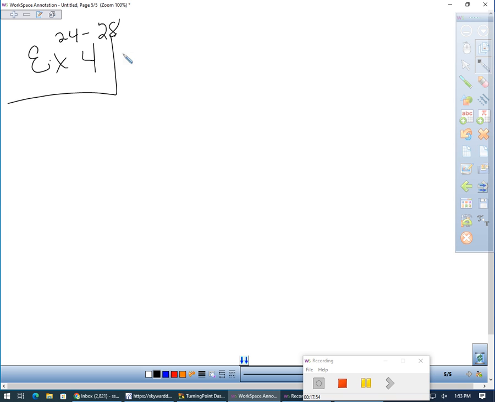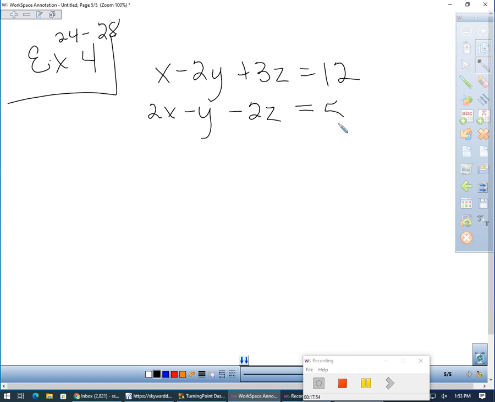We are going to do this system. Are you ready? So our system is x minus 2y plus 3z equals 12. And we have 2x minus y minus 2z equals 5. And the last one we have is 2x plus 2y minus z equals 4. All right?